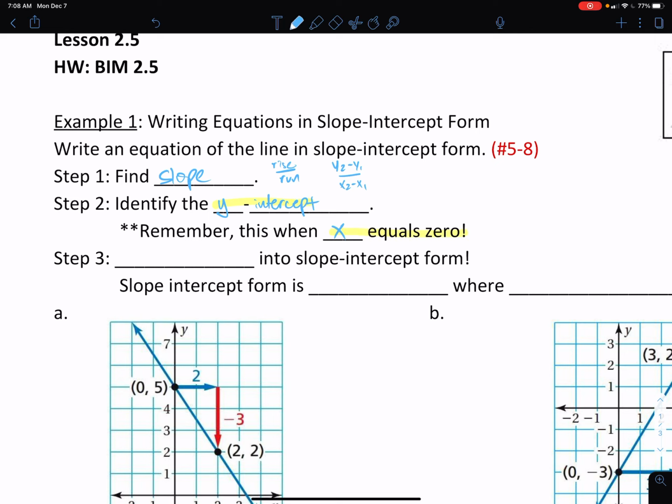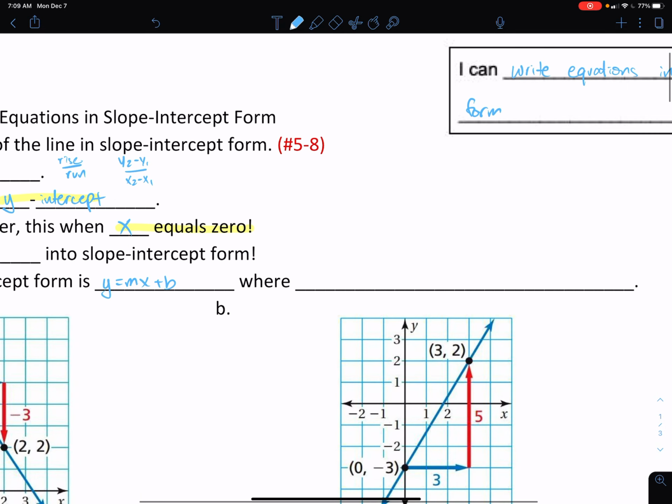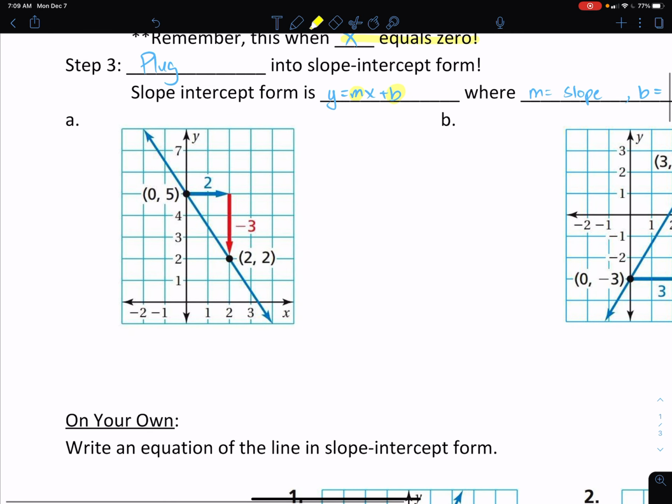So after you find those 2 values, you just plug them into slope-intercept form. Remember, slope-intercept form is y equals mx plus b, where m is equal to your slope, and b is your y-intercept. So right here, all you're changing is your m and your b. That's all you're plugging into this equation. Okay, so let's do this first one together.